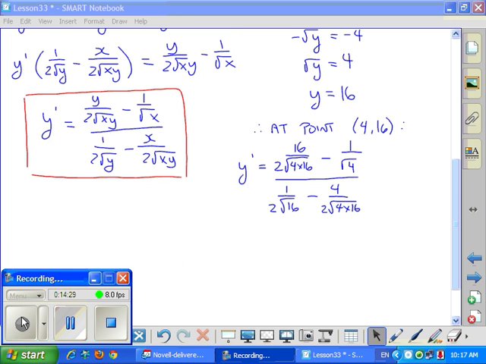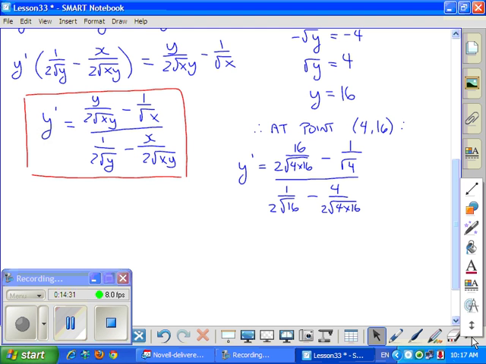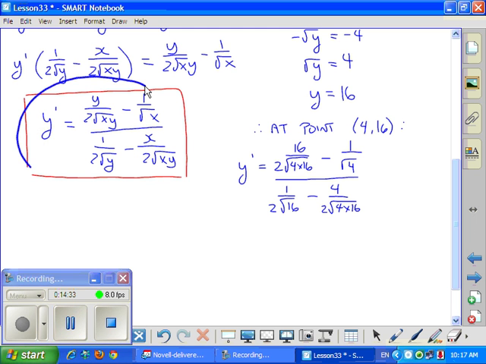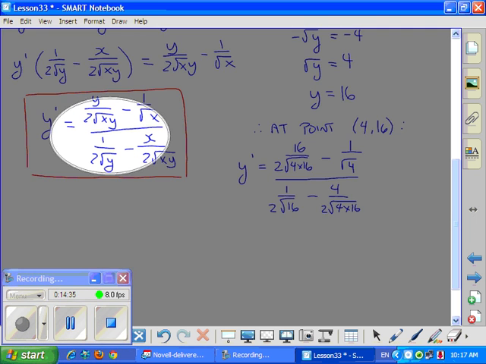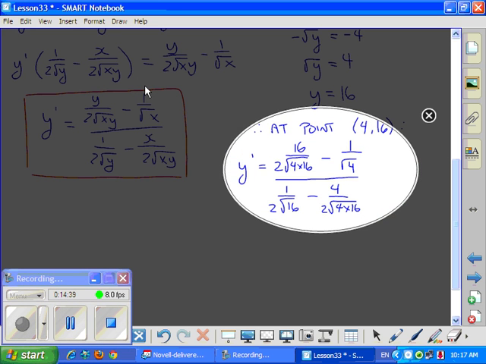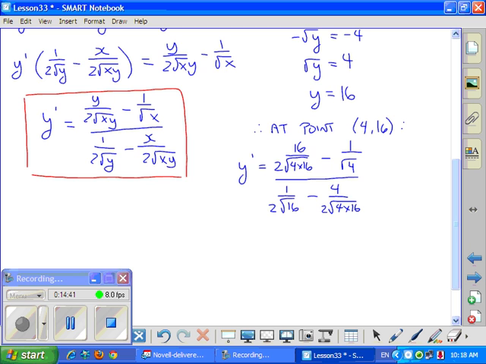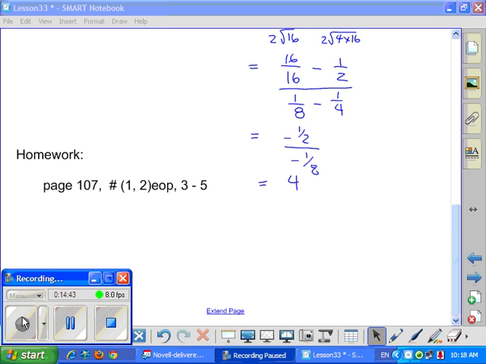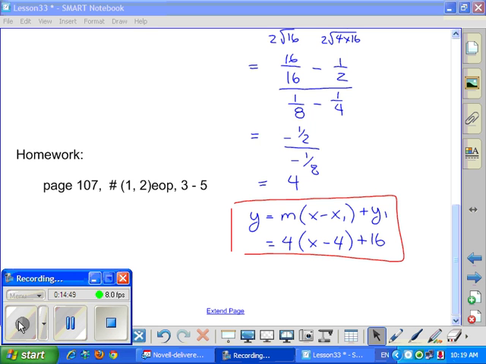Okay, so I've taken the equation of slope from the other side that we determined right here. And I've moved it over here, and I'm substituting in the point that I have. The point is (4, 16), so now I'm just going to simplify, and everything's perfect squares. So after doing the calculations, I found that the slope is positive 4. And in my final statement, I found the equation of the tangent line. There's the assigned homework. If you have any questions, let me know.